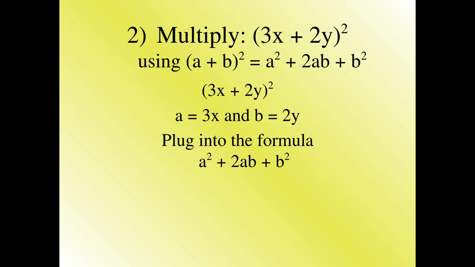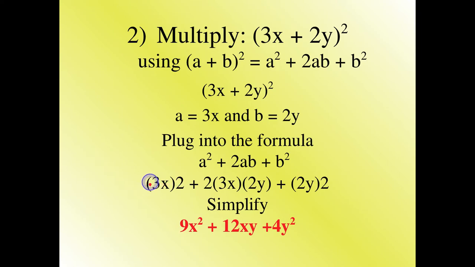What's your a? Your a is your 3x, so you take 3x squared, it should be a squared, sorry, plus 2 times 3x times 2y plus 2y squared. Those did not work as exponents when I transposed this, so bear with me here. That's a squared, that's a squared.